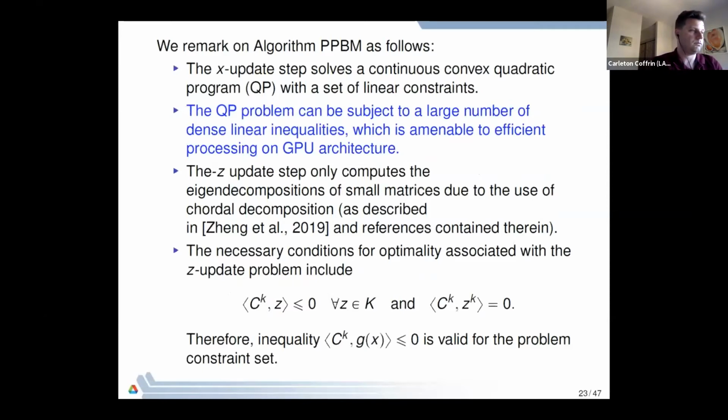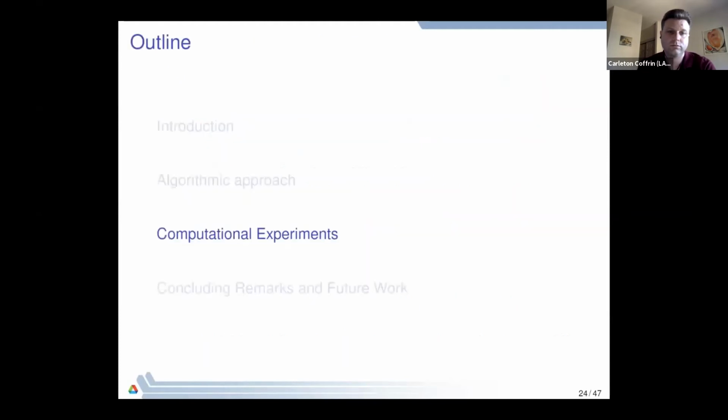Now, as we add these cuts, the X update becomes more expensive. The Z update, not so much, because the projection involves taking eigen decompositions of small matrices. We'll see later on that the Z update takes minimal time. It's the X update that is the bottleneck. And that's what we want to address, the underlying linear algebra, using the GPU architecture.